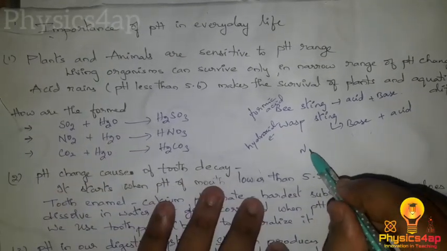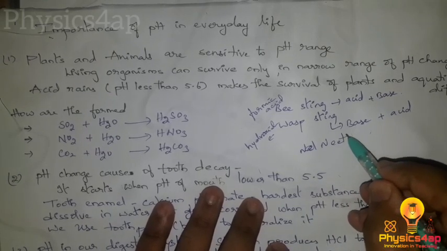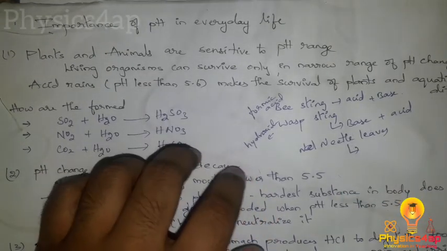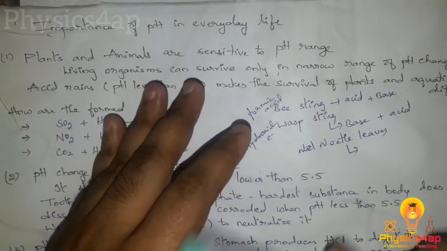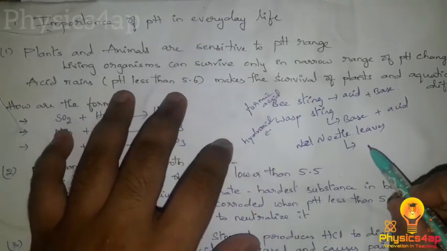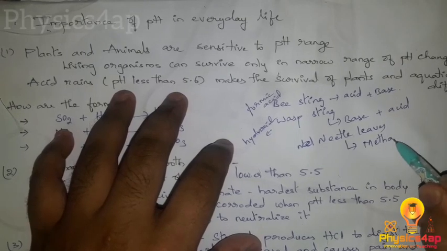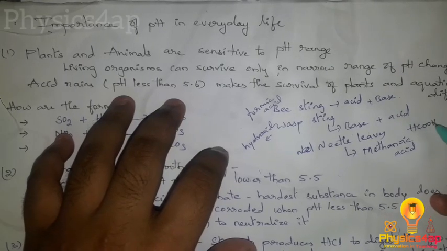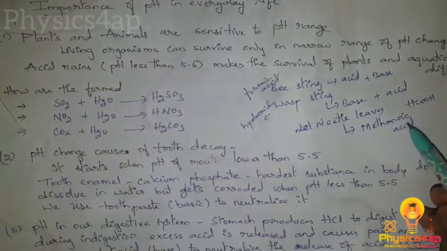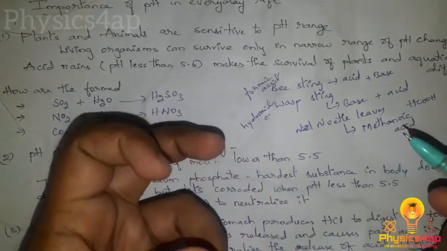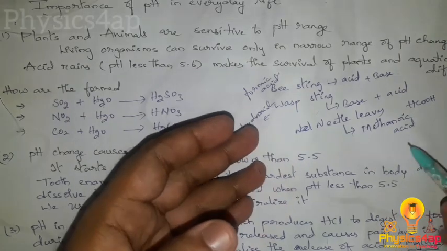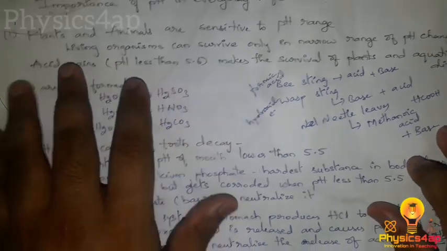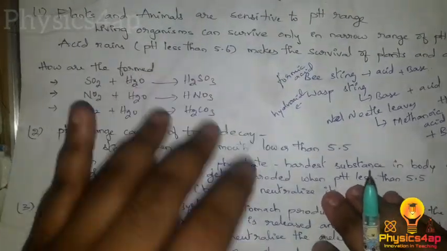And also nettle leaves. The nettle leaves cause itching. That means when the nettle leaves fall upon our hand, we get more itching and scratching. That is due to the release of methanoic acid, that is HCOOH. Due to the release of more of that acid, we get itching, and to neutralize that we need to add a base, such as baking soda, or we can use toothpaste also.